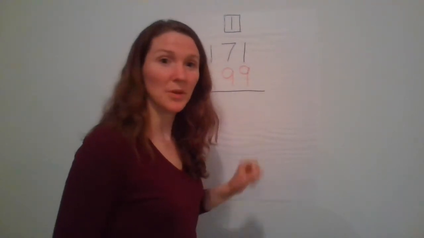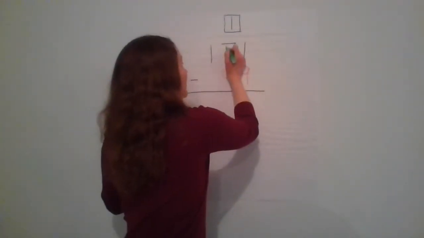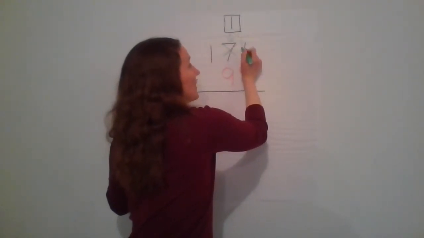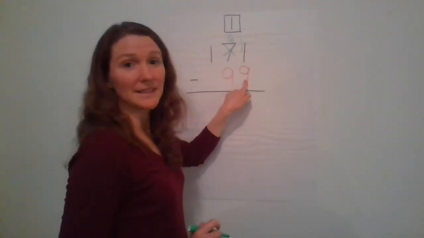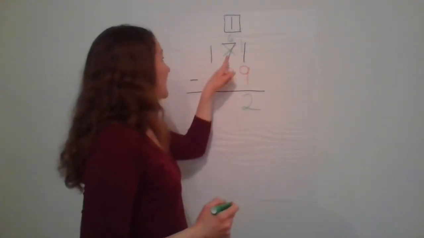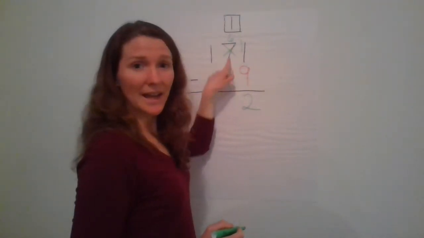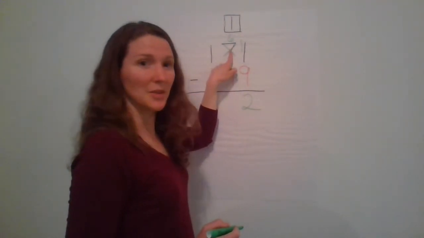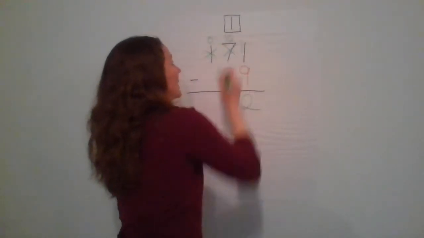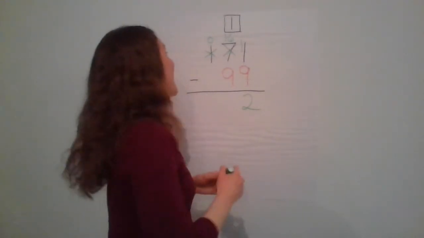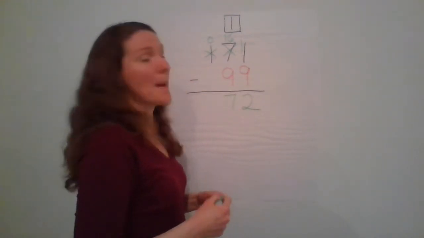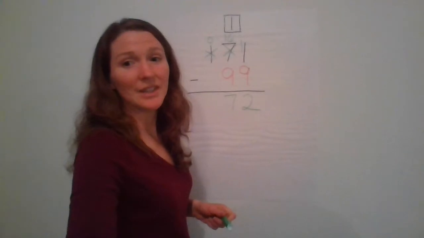1 take away 9. Can we do that? So we're going to go next door and take 10 more. The 7 becomes a 6, and 1 plus 10 is 11. 11 minus 9 is 2. 6 minus 9, can we take 9 away from 6? So we're going to go next door and take 10 more. 16 minus 9 is 7. So 171 minus 99 is 72.